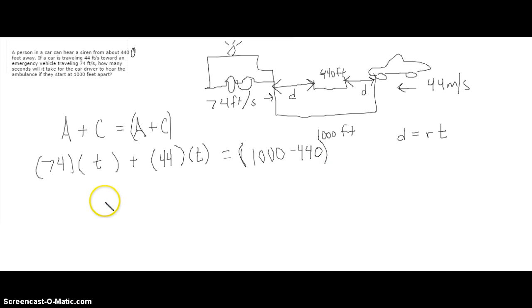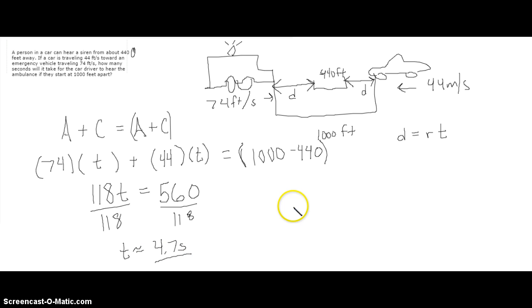So we end up with 74t plus 44t, which looks like it's going to give me 118t is equal to 560. So if we divide both sides by 118, we're going to end up with a time of about 4.7 seconds. And that's all the examples we're going to go over for weighted averages.